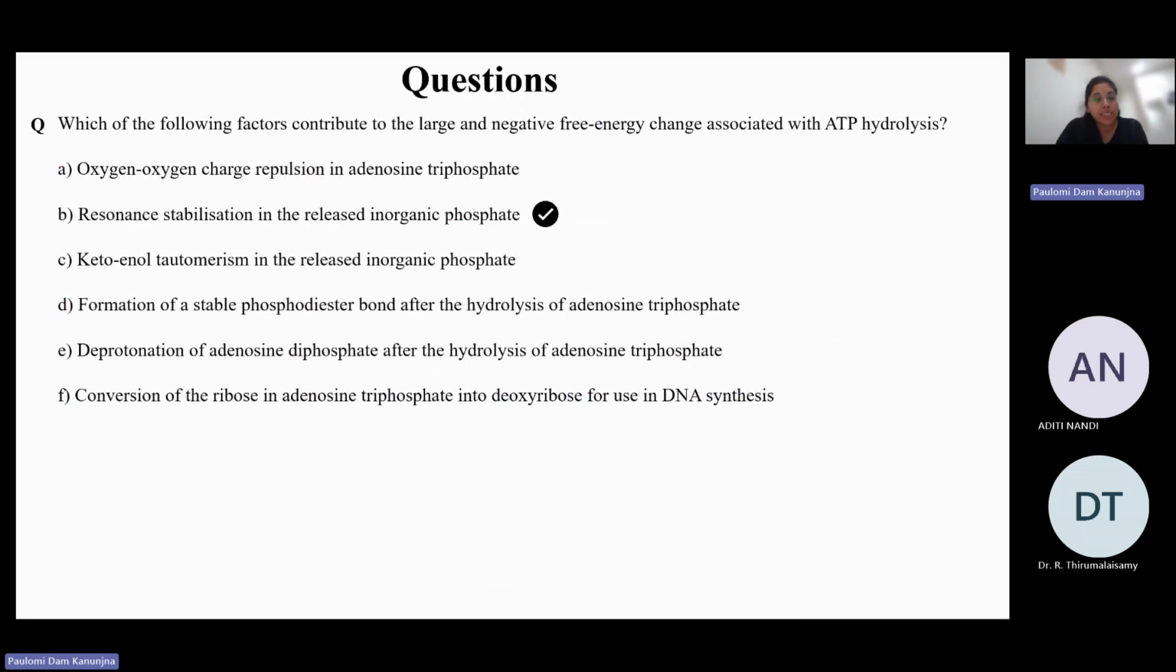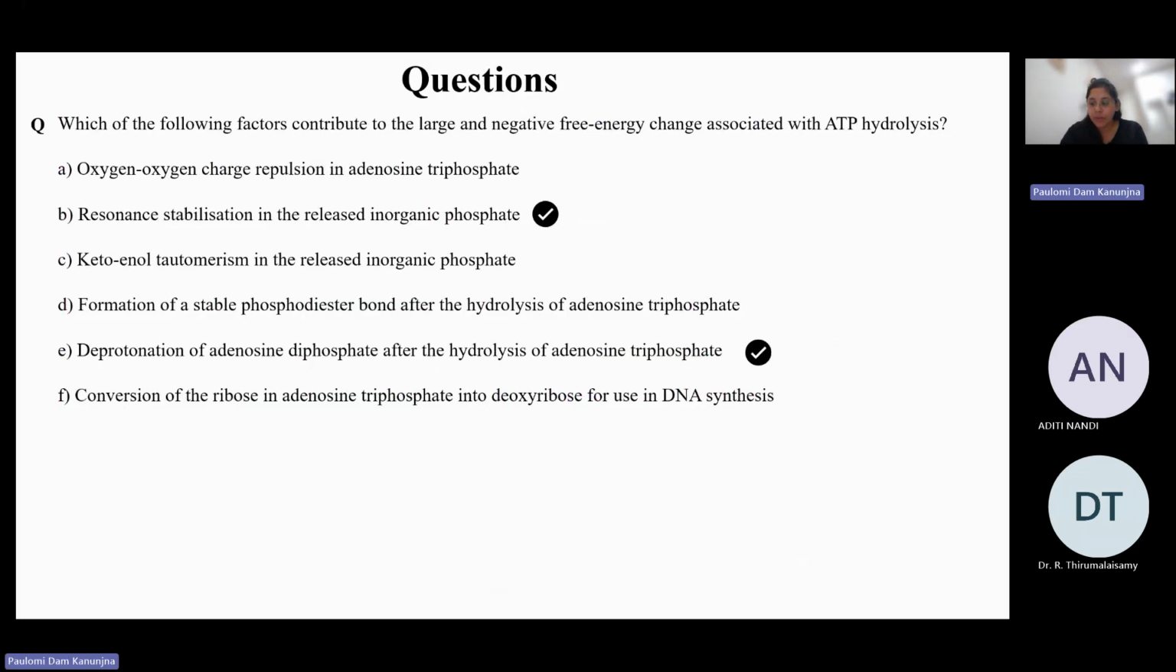But if it is resonance stabilization, it cannot be ketoenol tautomerization, because inorganic phosphate is stabilized by resonance. There is no ketoenol tautomerization, at least in inorganic phosphate. Ketoenol, we know, is where C=O also becomes OH. We have seen this in the previous sessions, but there are no such groups in phosphate, right?